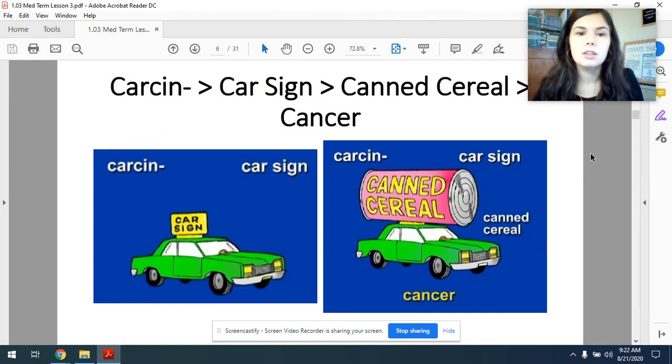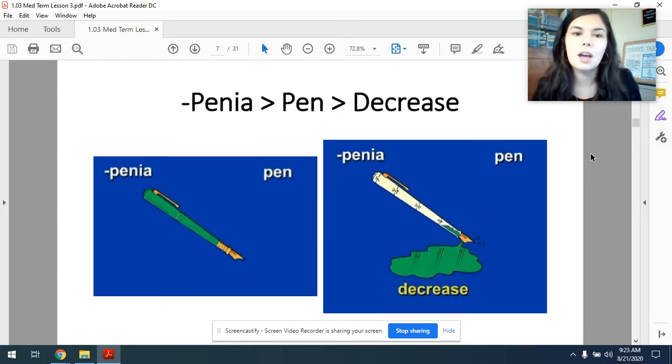Next, we have Carson. Carson, we have an image of a car with a sign on it, car sign. And then that sign has turned into canned cereal, and it means cancer. Carson, car sign, canned cereal, cancer. For me, this one is kind of a stretch. I like to just remember Carson like a carcinoma, which is a type of cancer. Maybe that's just my teacher brain, but I like to remember that way. Carson means cancer.